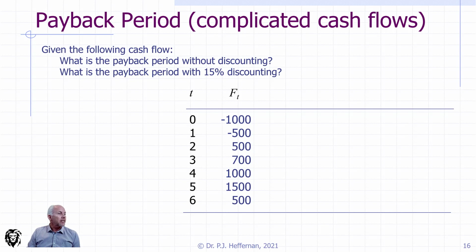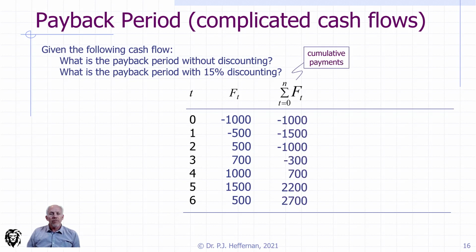So in the problem, they say, what is the payback period without discounting? And then what is the payback period with discounting at a hurdle rate of 15%? So we're going to do a couple things. The first thing I need to do is I just want to have cumulative payments. So in my spreadsheet, I'm just going to do sort of an accumulating sum in the next column. And so here we have a column of the cumulative payments.